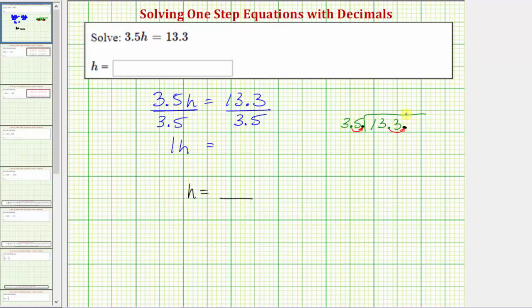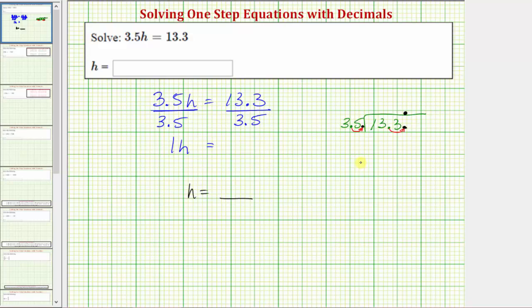Next, we move the decimal point up into the quotient and divide like we normally do. But let's take a moment and explain why we're allowed to move the decimal point here and here. The original fraction was 13.3 over 3.5. We know we can create equivalent fractions by multiplying the numerator and denominator by the same value. So if we multiply the numerator by 10 and the denominator by 10, notice how we do get 133 over 35, which does give us the quotient we have here of 133 divided by 35.